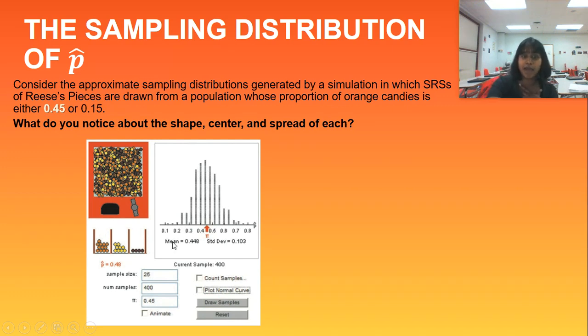Then what do you notice about it? Well, my mean is 0.448. Hey, that's pretty darn close. And my standard deviation is 0.103. And the number of samples that we drew, and we're going to draw on each of these simulations, is 400.